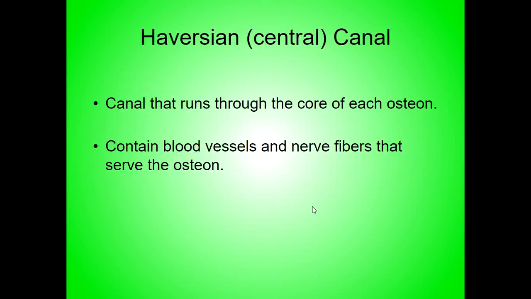Now, running through those osteons, it runs right down the middle as a little tunnel or little hallway, and that allows us to move blood vessels and nerve fibers through the osteon to give nutrients to that cylinder within the bone to keep it healthy and to provide the ability to move and things like that. So that canal runs through there, and that is called the Haversian canal, sometimes known as the central canal because it runs through the core of the osteon.